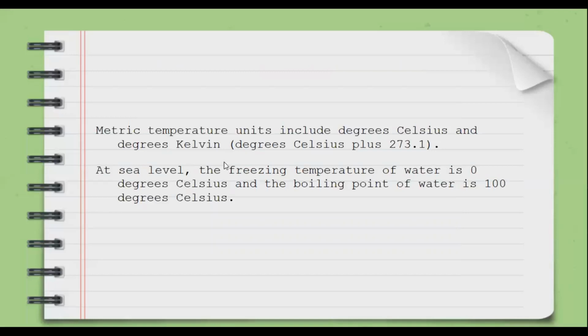Okay, so these metric temperature units include degrees Celsius and Kelvin. So degrees Celsius plus 273.15. At sea level, the freezing temperature of water is 0 degrees Celsius and the boiling point of water is 100 degrees Celsius.